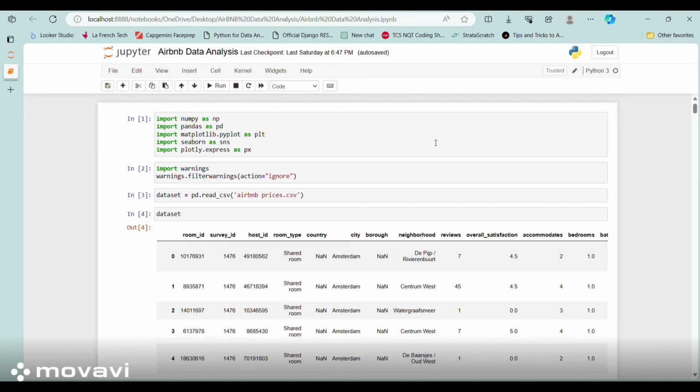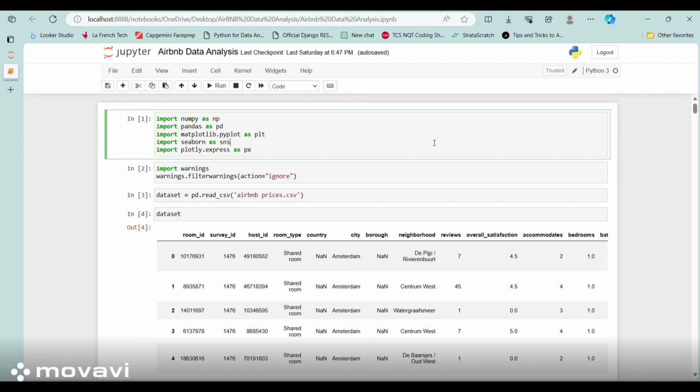In this video, we will uncover hidden trends and patterns in Airbnb data that can revolutionize the way you host or travel. From pricing strategies to understanding guest preferences, we have got it all covered. Let's embark on this. First, we import essential libraries to kickstart our data analysis project.